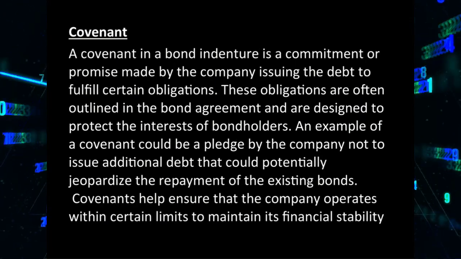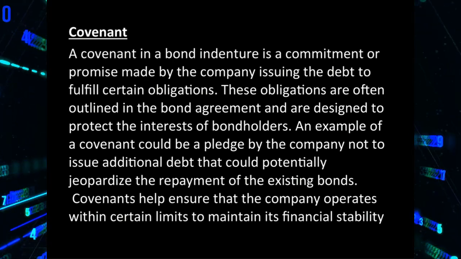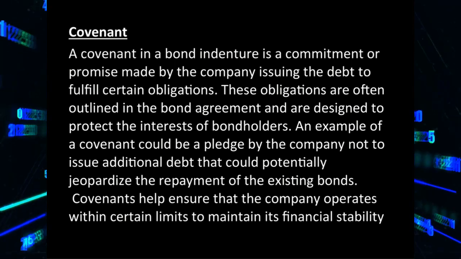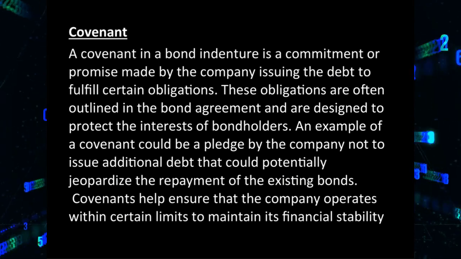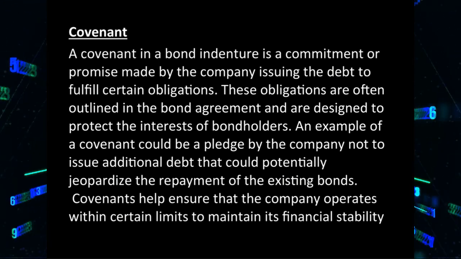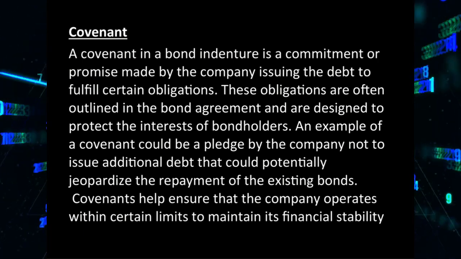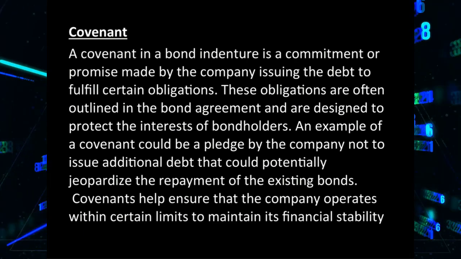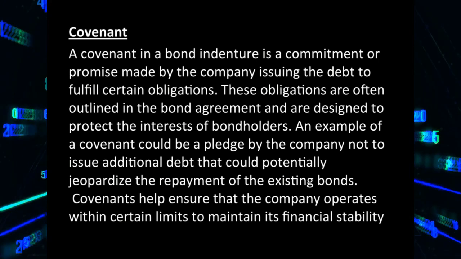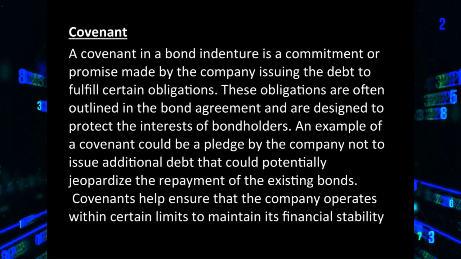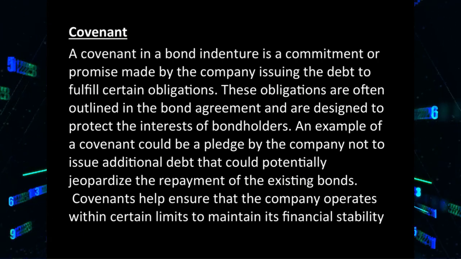Covenant. A covenant in a bond indenture is a commitment or promise made by the company issuing the debt to fulfill certain obligations. These obligations are often outlined in the bond agreement and are designed to protect the interests of bondholders. An example of a covenant could be a pledge by the company not to issue additional debt that could potentially jeopardize the repayment of the existing bonds. Covenants help ensure that the company operates within certain limits to maintain its financial stability and fulfill its obligations to bondholders. If covenants are violated, it could trigger events such as default or acceleration of repayment.